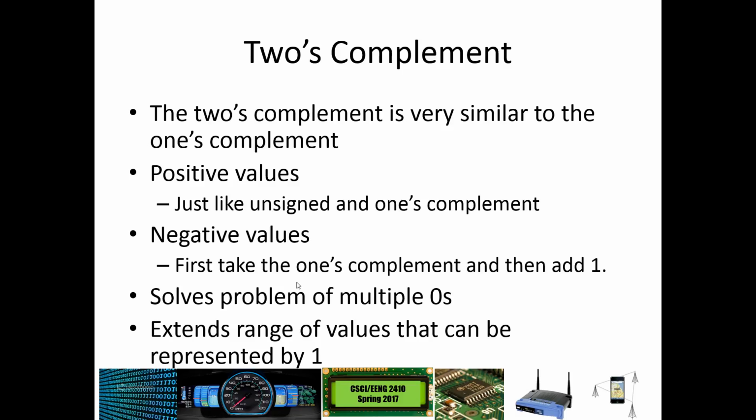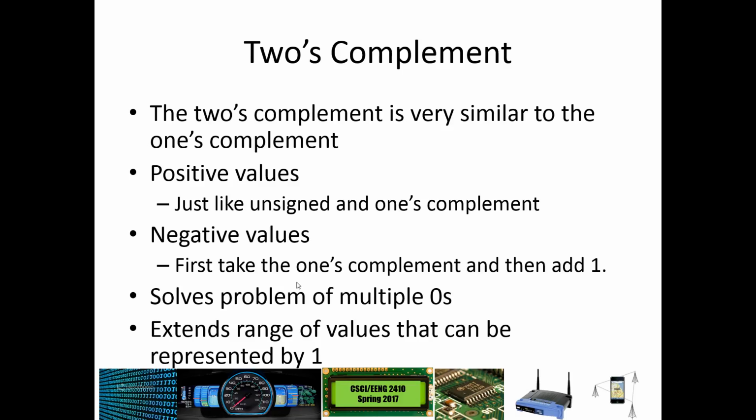One other notation, and this is what is most commonly used by computers and other digital systems to represent positive and negative numbers, is the 2's complement. The 2's complement is very similar to the 1's complement in that positive values are exactly the same as unsigned values, just the same as positive 1's complement values. But to make a negative value, you first start with the 1's complement, that is, flip all the bits, and then you add 1 to the 1's complement.